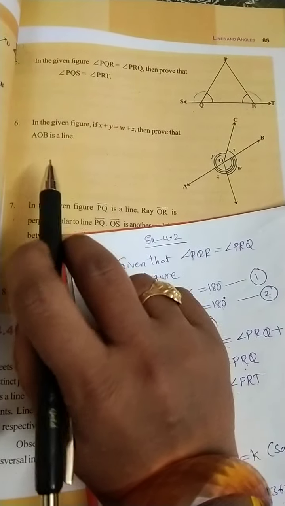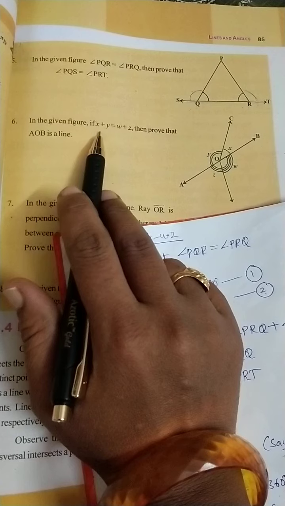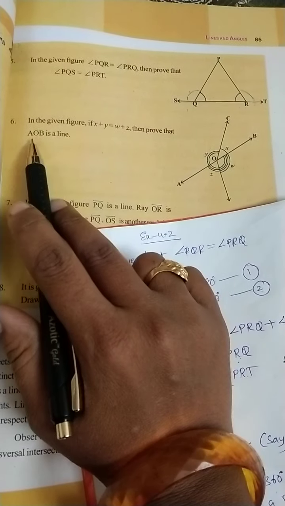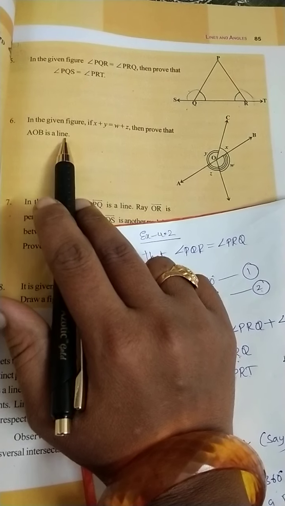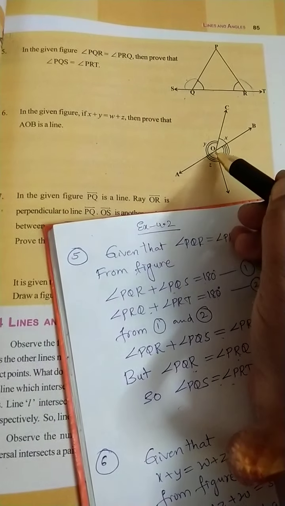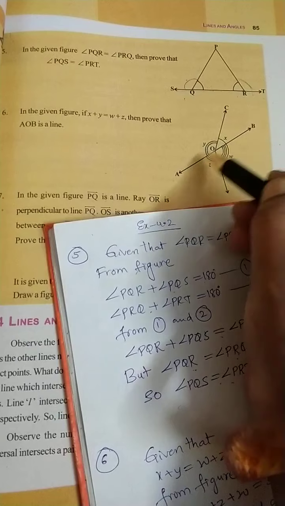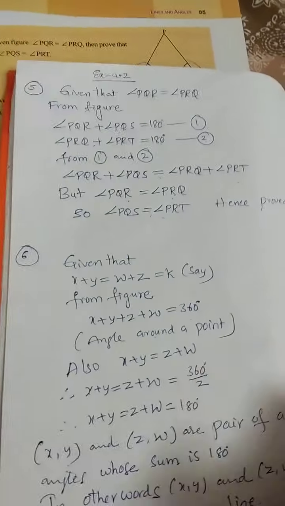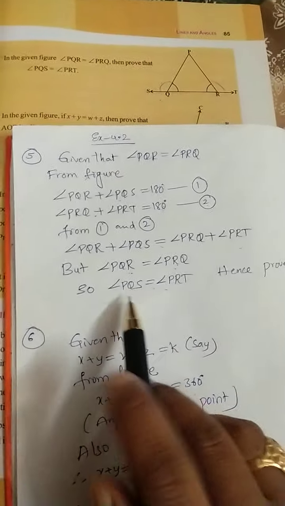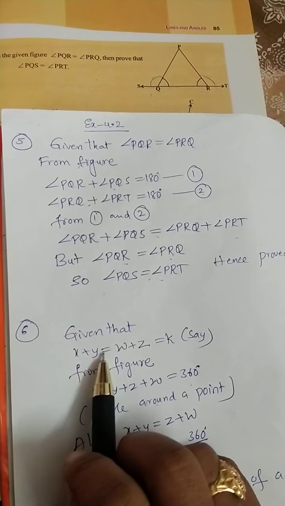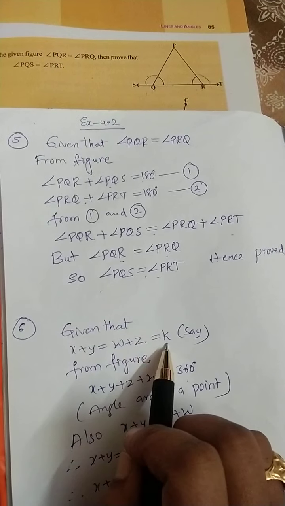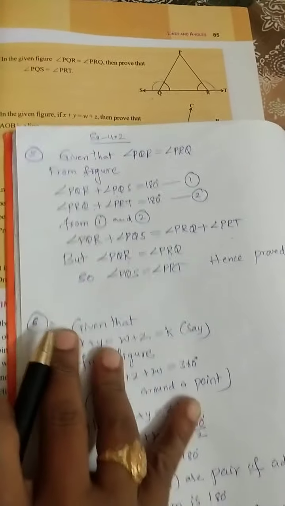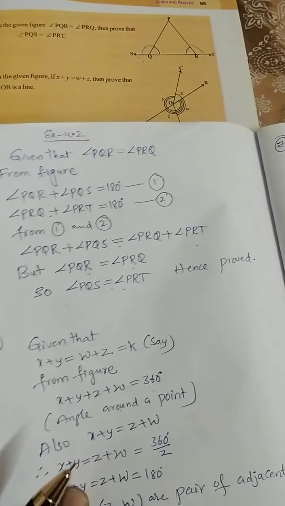Next, coming to the sixth one. In the given figure, if x plus y is equal to w plus z, then prove that AOB is a line. This is what we need to show. How can we show it? Let us say the given condition x plus y is equal to w plus z is equal to k, some constant you can take.